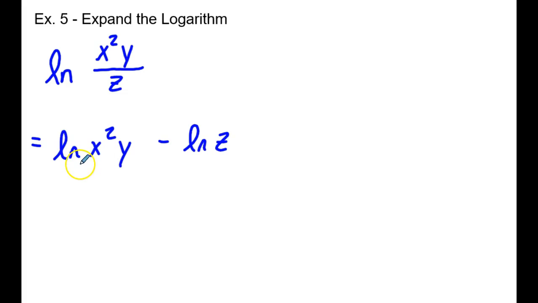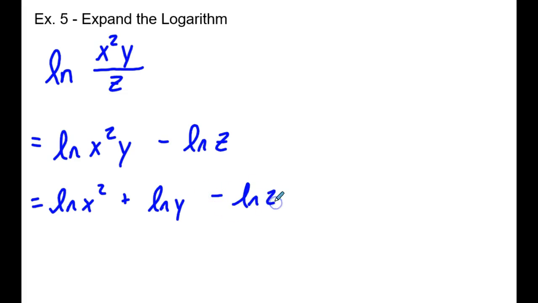Now we're looking to see if we can apply the product rule. We have two factors being multiplied, so we can break that apart using addition. This becomes the natural log of x squared plus the natural log of y minus the natural log of z.